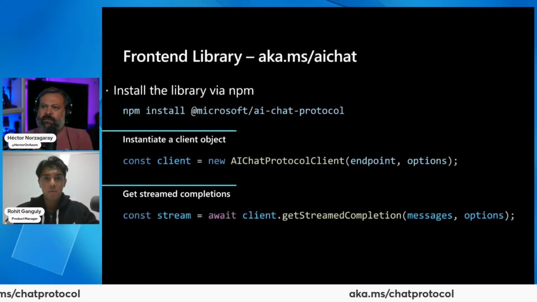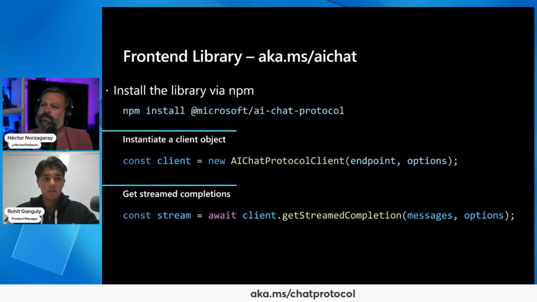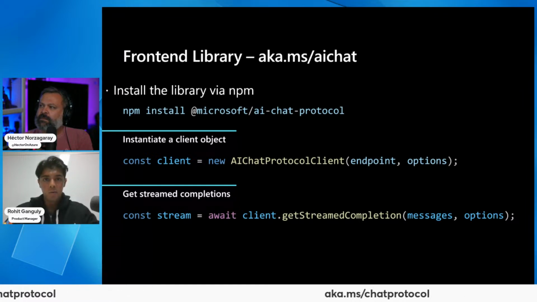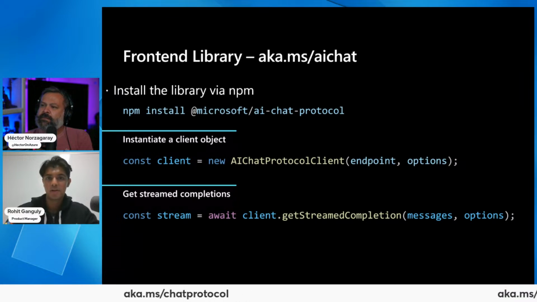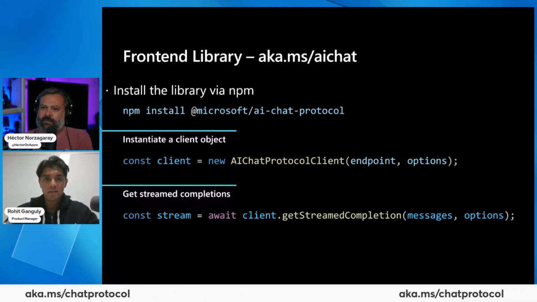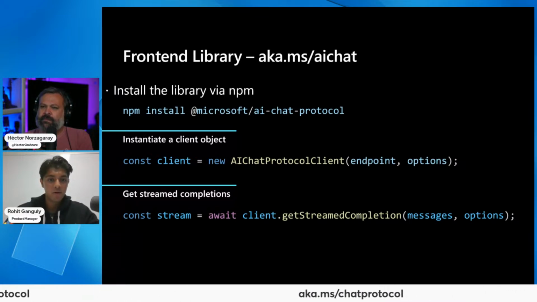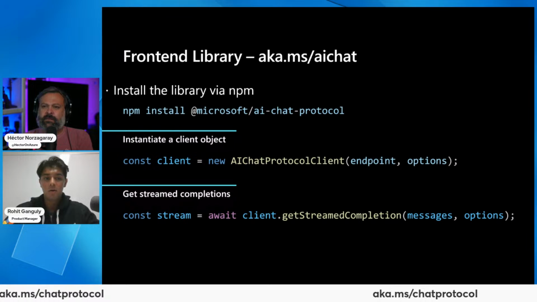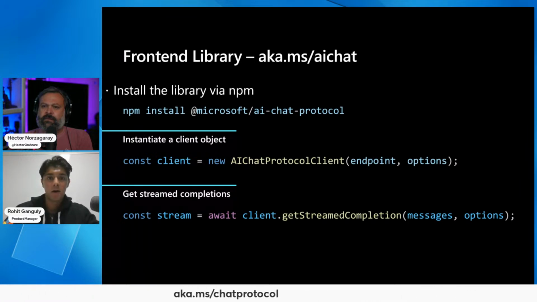In terms of how the library would look in terms of usage, first you'd want to install the library via Node Package Manager, at Microsoft/AI-chat-protocol. Once you have the library, then you want to instantiate a client object. If you're used to the Azure SDKs, which I'd assume you are, it's very similar. You can pass in a credential optionally, the endpoint you want to stream from or call inference from, and then some options. So that's the AI chat protocol client.